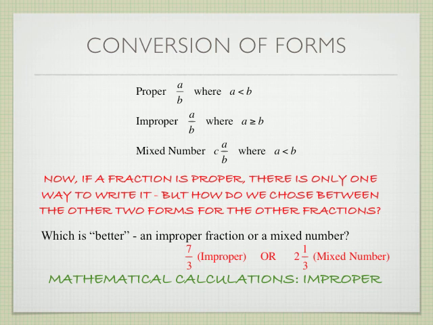For mathematical calculations, an improper fraction is by far the easiest one to work with. If you're adding, subtracting, dividing, multiplying, anything where you're doing something mathy, you want an improper fraction. It's just easier. For real life, in other words story problems, that's when you'd want a mixed number. So 9 times out of 10, you're just going to choose improper. But if you're answering a story problem, you will want a mixed number instead.